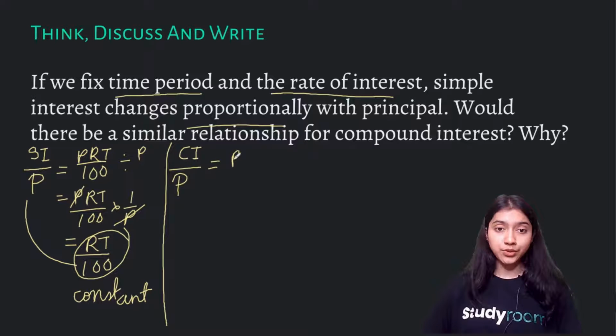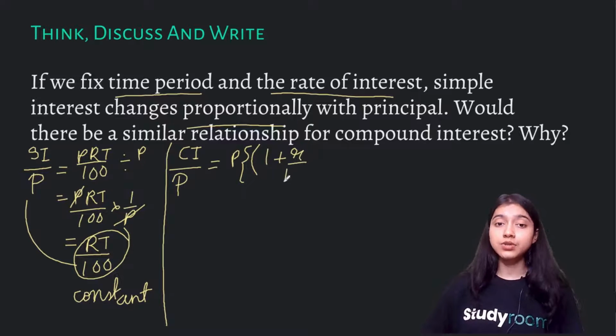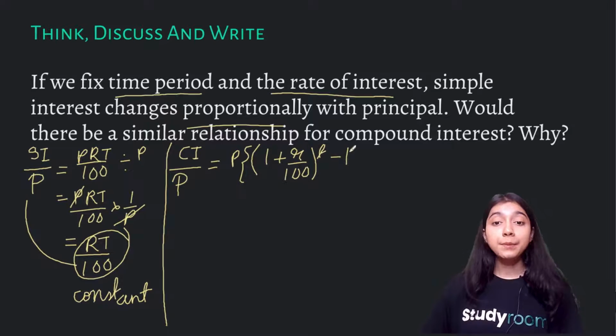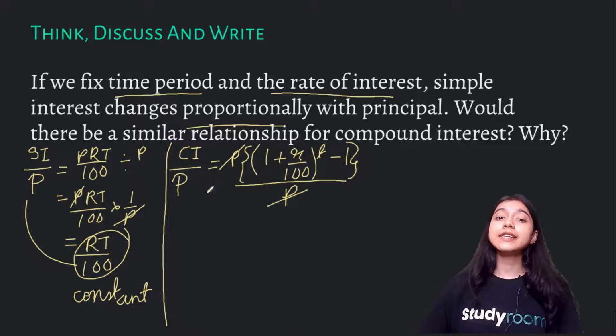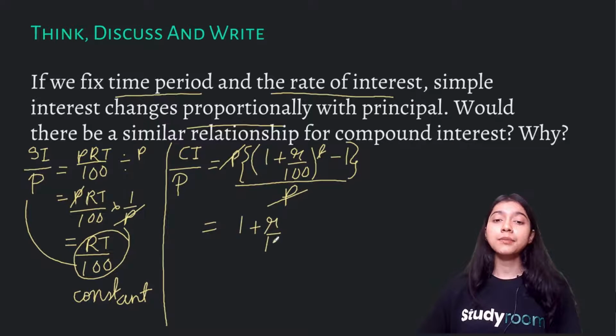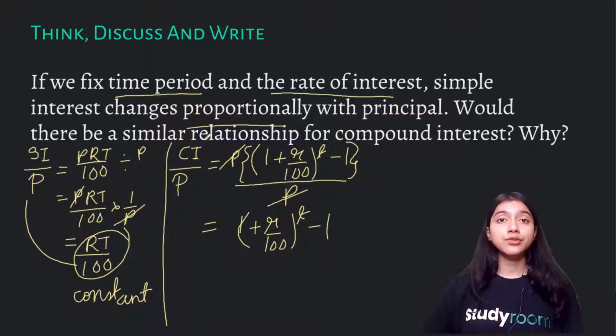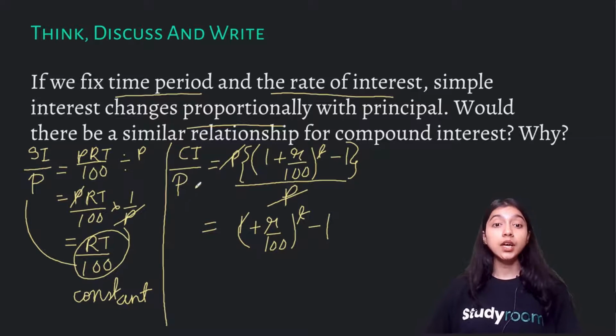Now the formula for compound interest is P, in a third bracket, multiplied by (1 plus R, the rate of interest, divided by 100) whole power T, minus 1, and then we close the curly bracket, divided by P. Now this P will get cancelled with this P and we will be left with (1 plus R by 100) whole power T minus 1. This is the required ratio of compound interest with principal.